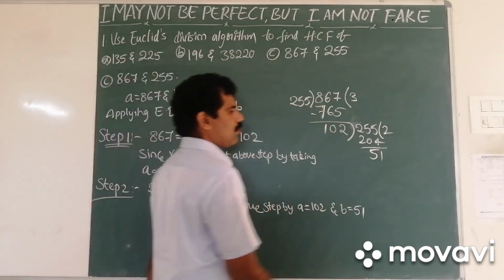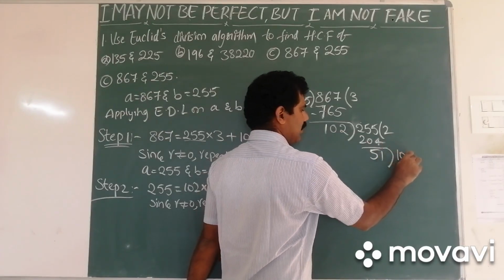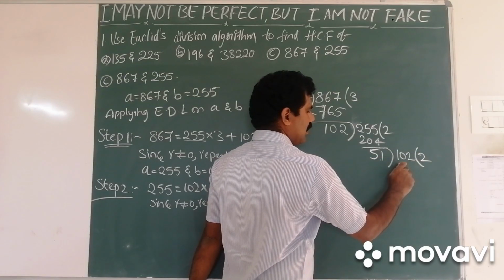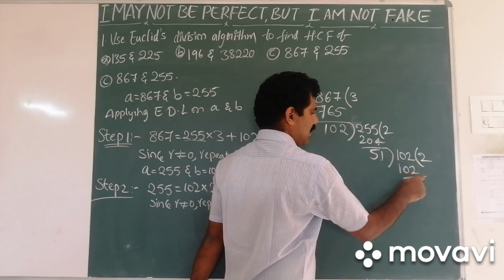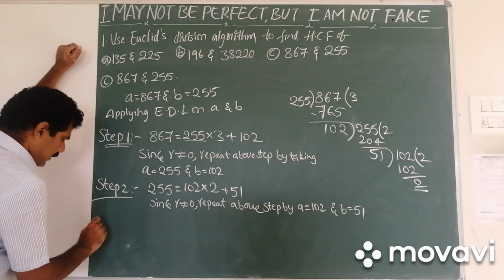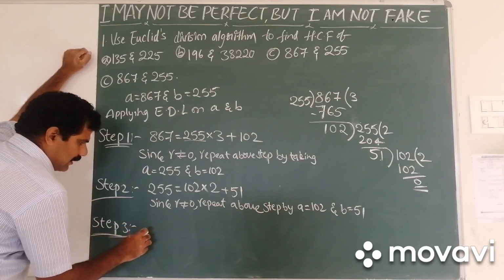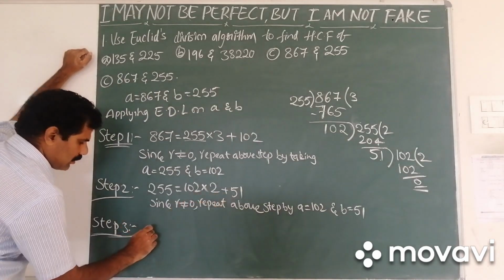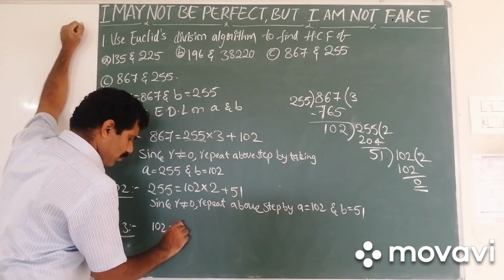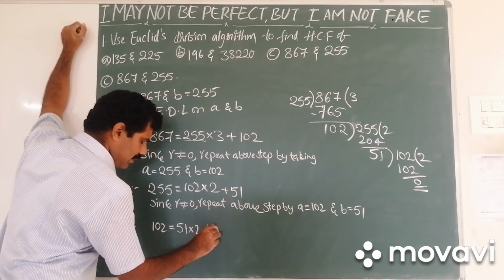Okay, now let me go for division one more time. 51 and here the dividend will be 102, as we discussed earlier. So 2 times, 51 twos are 102. So the remainder is 0. Here the remainder is 0. So let me write in step 3. In step 3, 102 can be written as 51 into 2. 51 twos are 102. So the remainder will be 0.